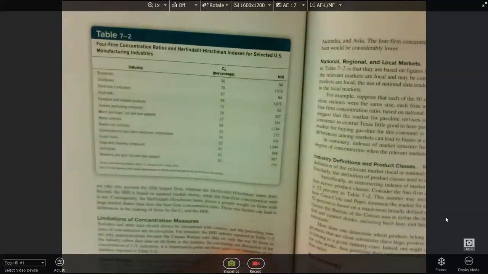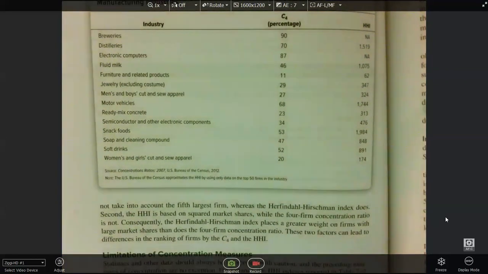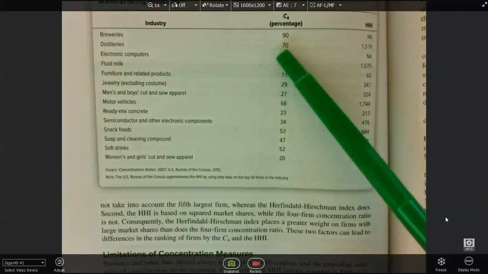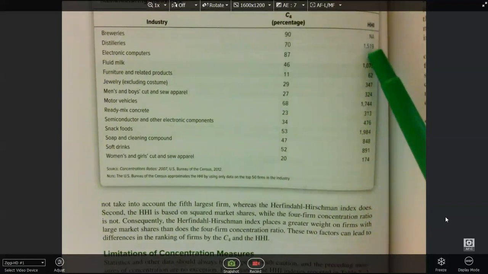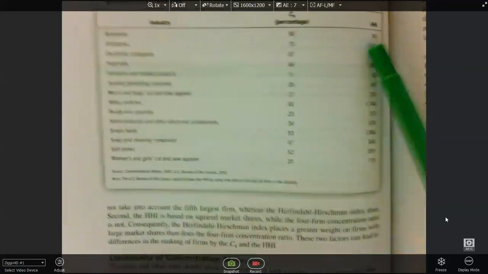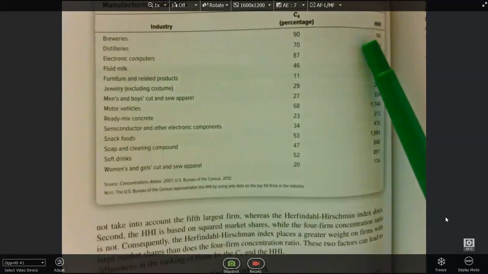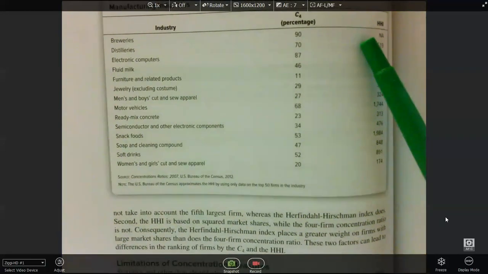We've got some examples of the HHI for distilleries, even though the C4 percentage is 70%, right? The HHI is much lower. So what does a larger HHI mean? What would the HHI of 1 be? Of a monopoly.